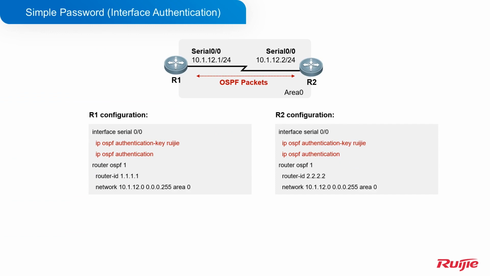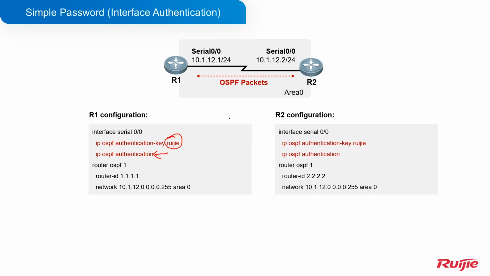Next is the example of the simple password for the interface authentication. Here are R1 and R2. For R1, on interface serial 0, we have to enable the function. For the R2 device and its serial 0, we also have to enable the authentication function and then set the authentication password. So first we enter serial 0, then enable the authentication function and set the password information.